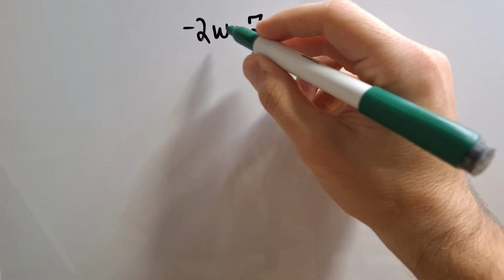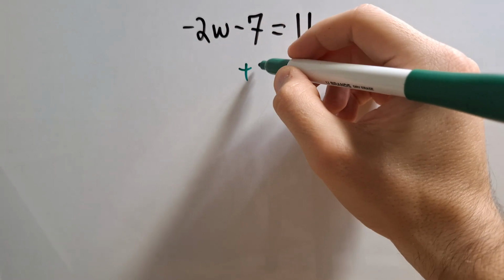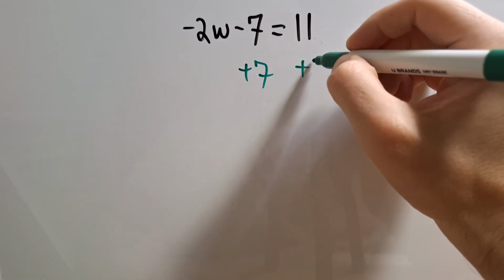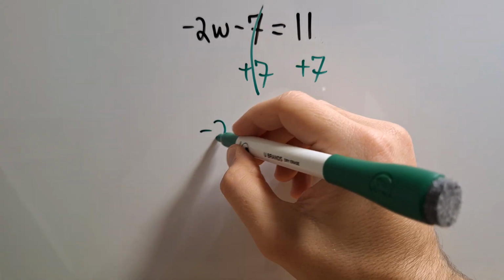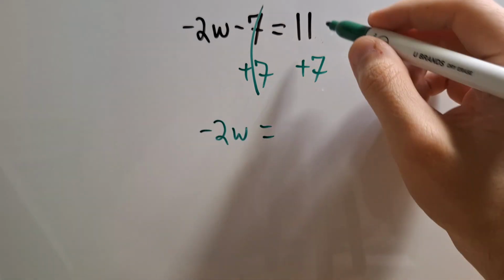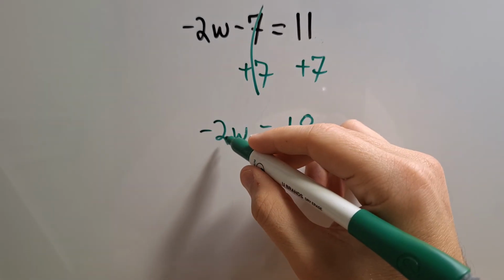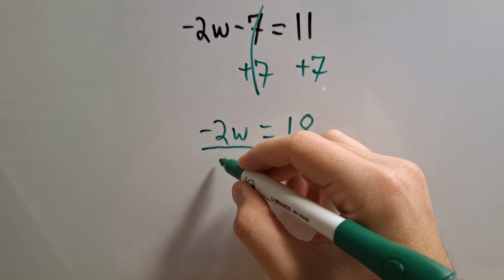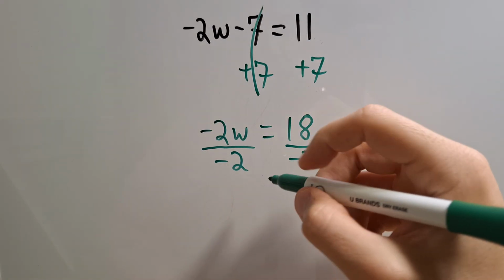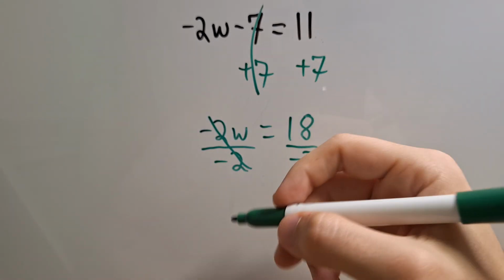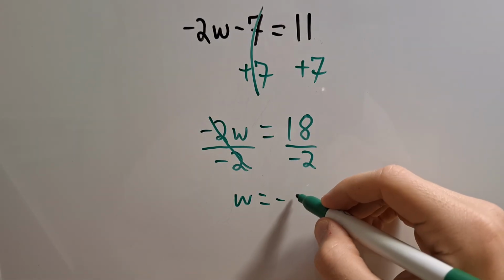What I'm going to do is get the variable term by itself by performing the opposite operation here. Add 7 to both sides. This cancels out. Drop down the negative 2w equals 11 plus 7, which is 18. Now divide by this coefficient to cancel out that variable, or the coefficient rather. Cancel out to solve for the variable, which is 18 divided by negative 2, or negative 9.